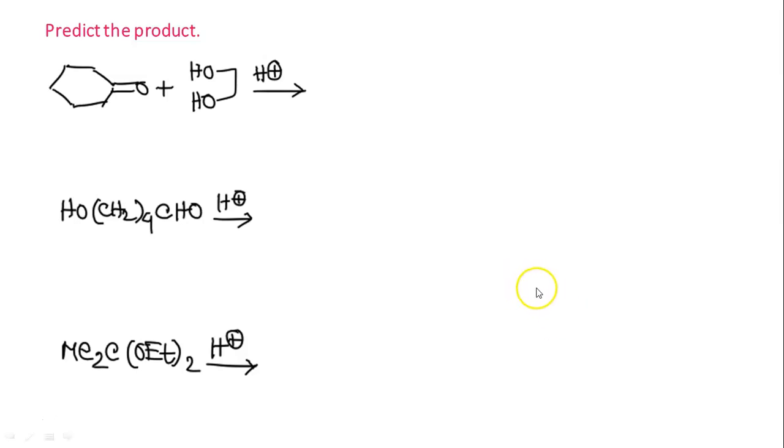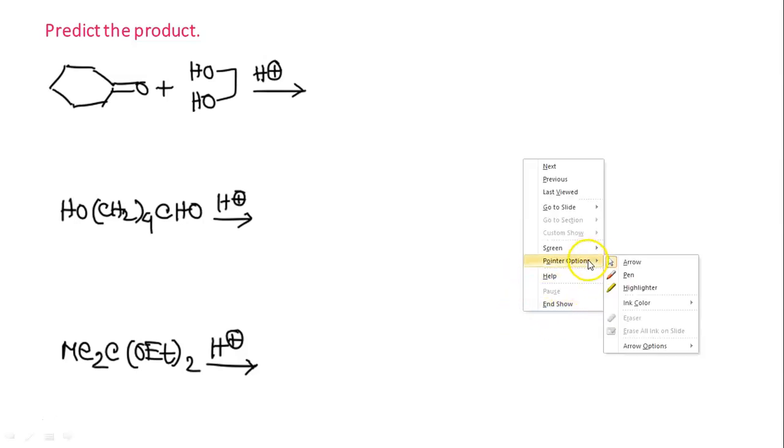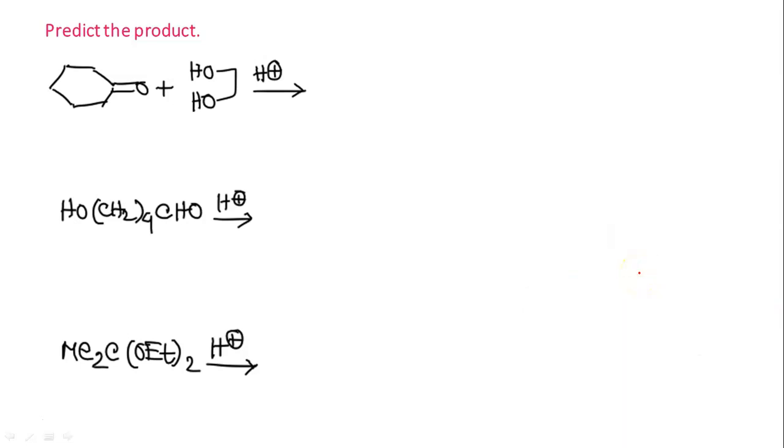So first of all, we have some problems here. We will predict the product in each case. In the first case, we have cyclohexanone and we have a 1,2-diol. So obviously there will be formation of acetal because the acid catalyst is also there. Remember, this condition is anhydrous.